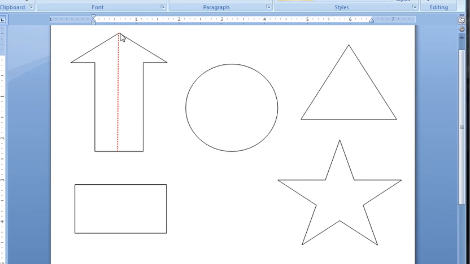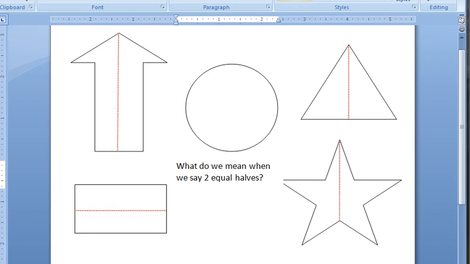You can see that if we draw a line down the middle of the arrow, we've divided the arrow into two equal halves. And the same with the rectangle. We can divide the rectangle into two equal halves. We've divided the triangle into two equal halves. And finally, the star has also been divided into two equal halves.